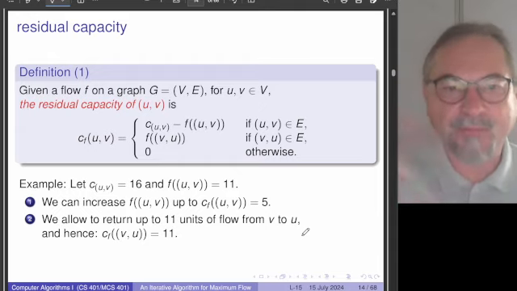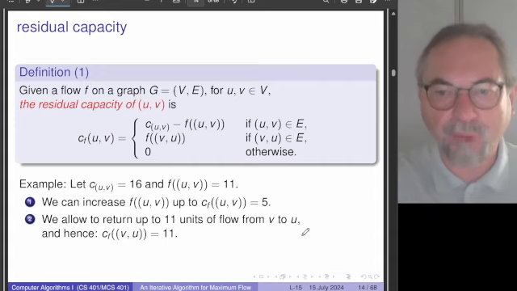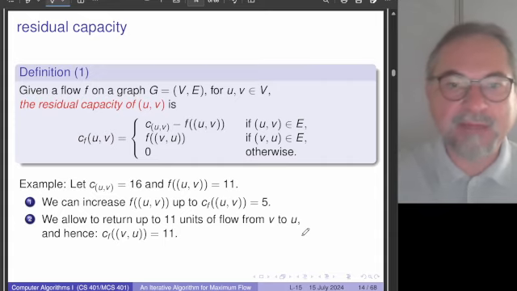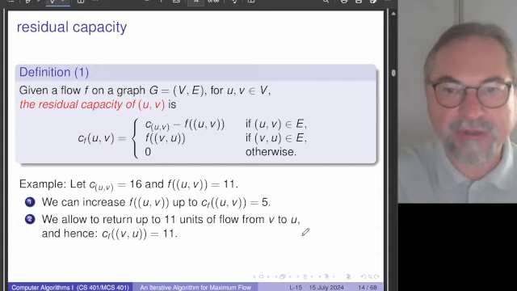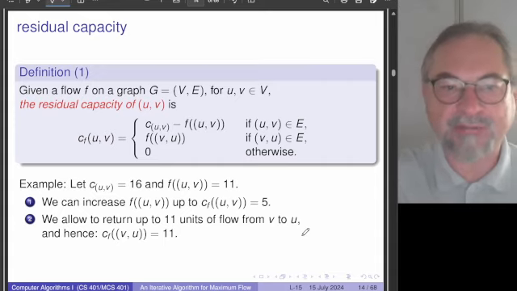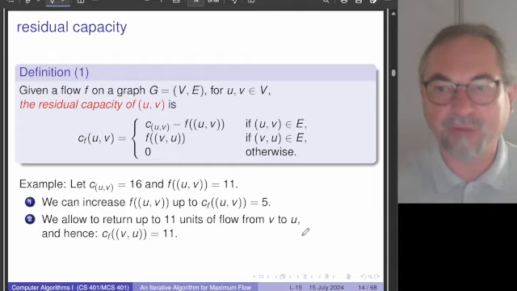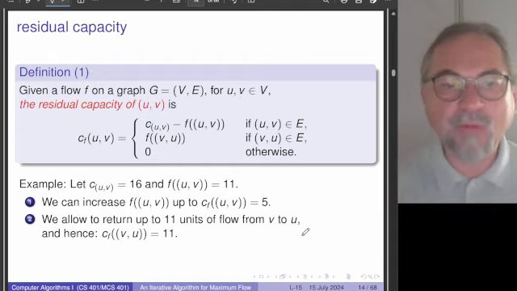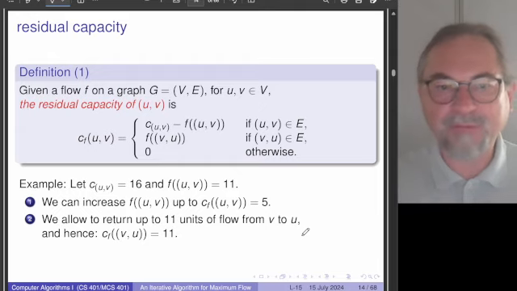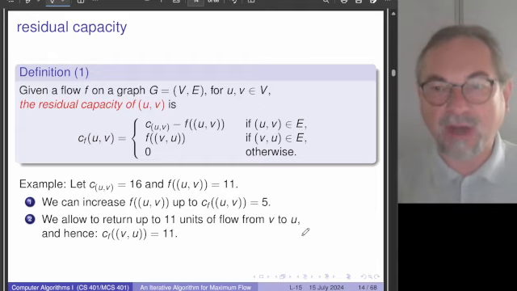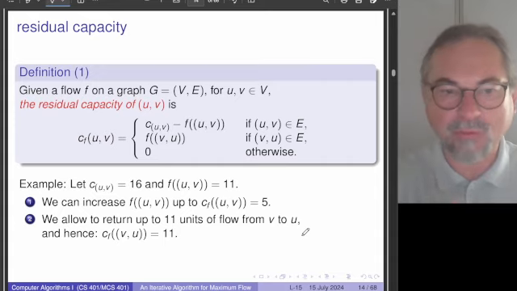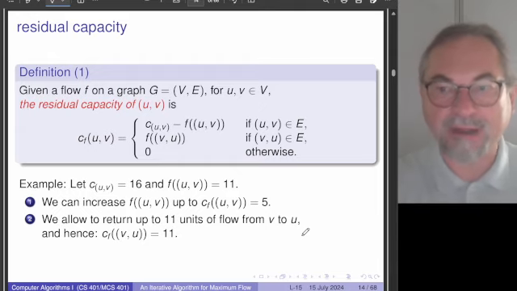So if we have a forward edge, we subtract from the capacity the flow on that edge. And then we have the backward edge, the corresponding backward edge that has the flow. So in the example, if we have a capacity 16 and on that edge there is a flow of 11, we can increase up to 5. So that is what the first number says. The second number says that we allow for the redirection of flow. We allow for the return of 11 units to redirect the flow.